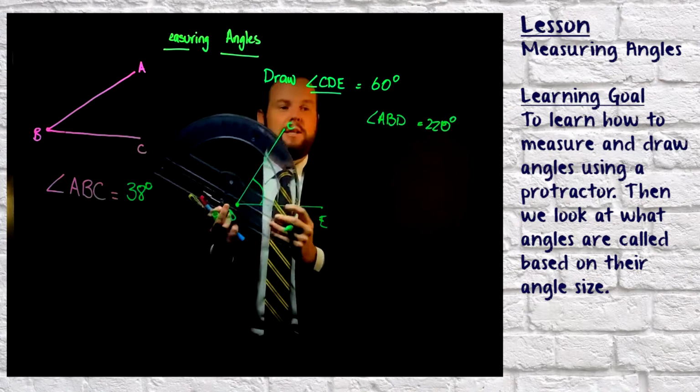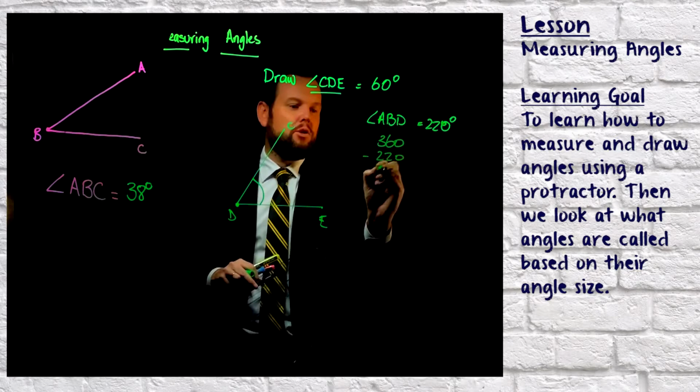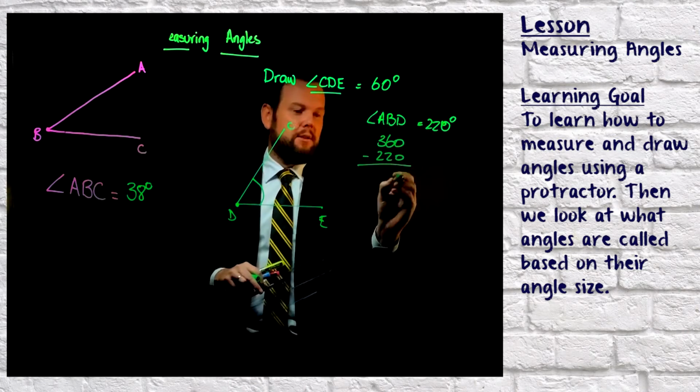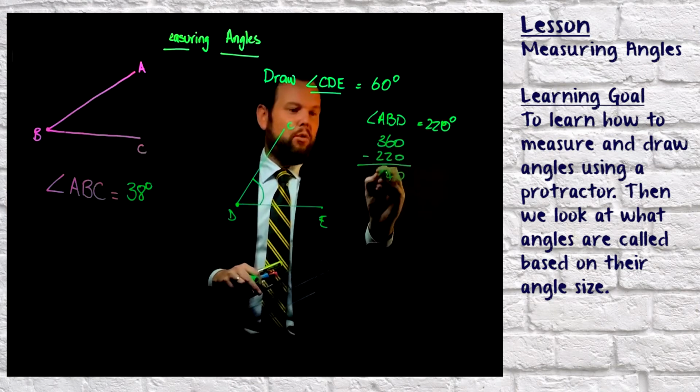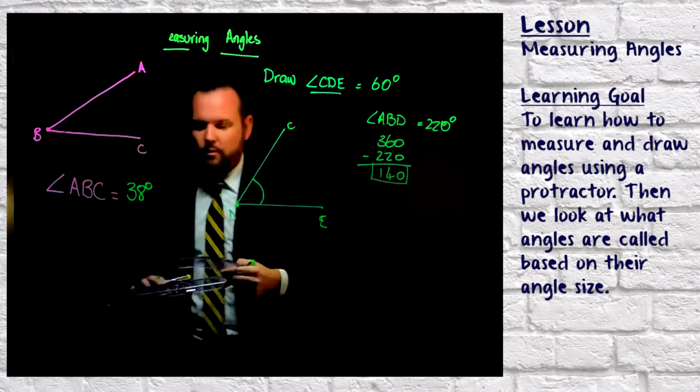So what we need to do here is we need to go 360, take away 220. Okay, and then I would work this out. So 0 take 0, 0, that's 4, and that's 1. So then I would draw an angle that's 140 degrees.